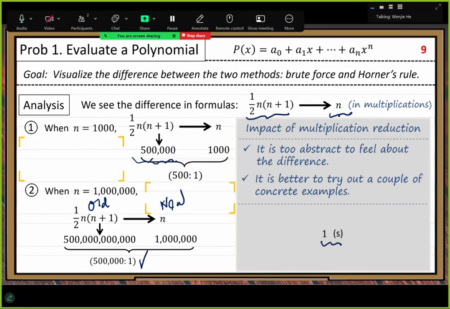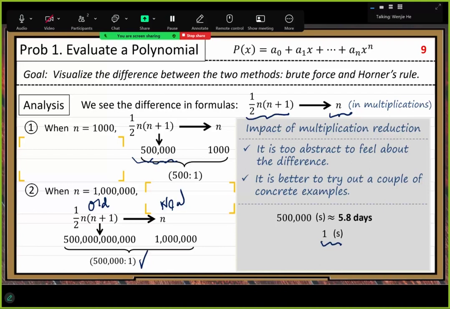With the new method, I use 1 second. With 500,000 to 1, if you use the new method, 1 second, you can get a result. If you use the old method, you need 500,000 seconds to solve the same problem. Now let's convert to number of days, because we don't know how long that time is. If you convert to number of days, it is 5.8 days.